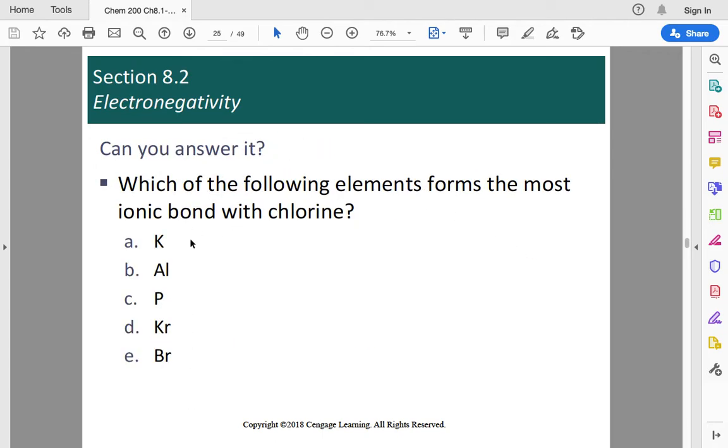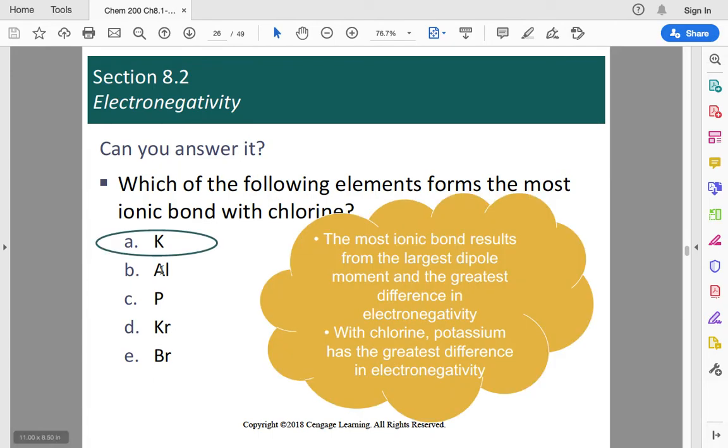So you're going to have to look at your periodic table to figure out what's going to give you the greatest difference here. And in this case, to get the most ionic bond, we're going to want potassium. These are going to have the greatest differences in electronegativities. And when we look at the periodic table compared to these other ones here, we know that chlorine and bromine, that doesn't make any sense. Those are both halogens, and so they would have to be a covalent bond.